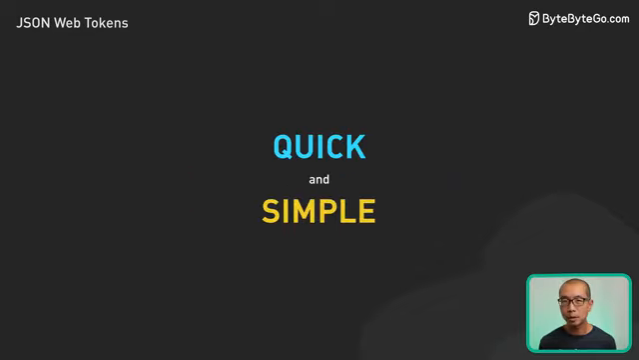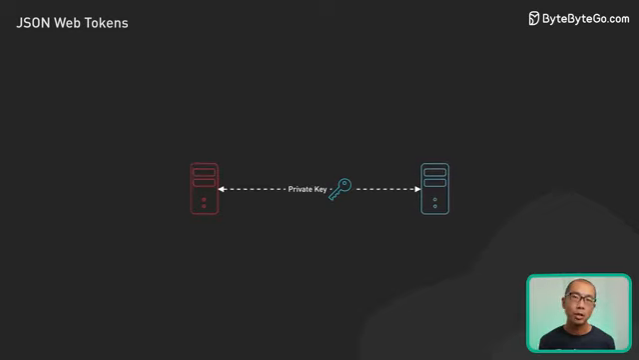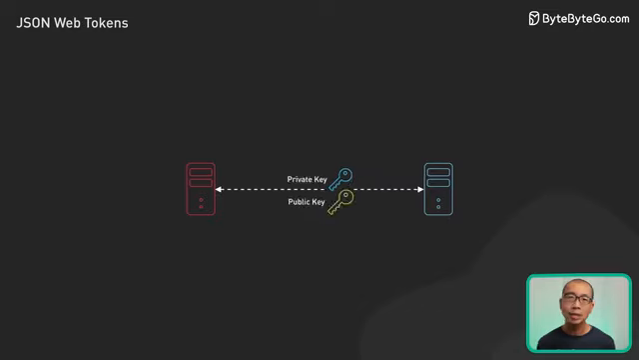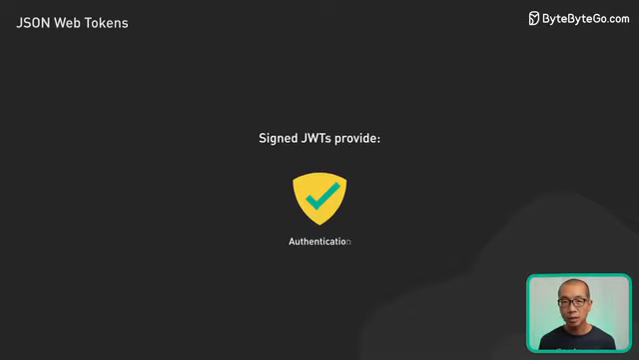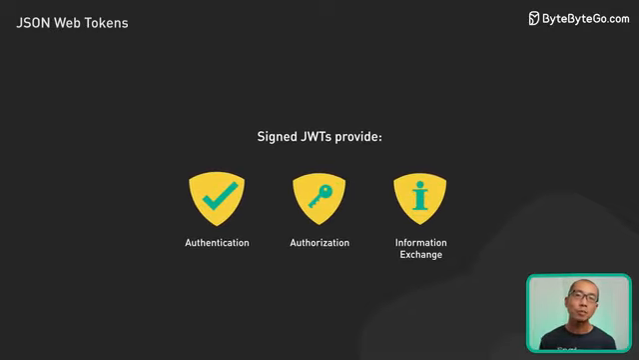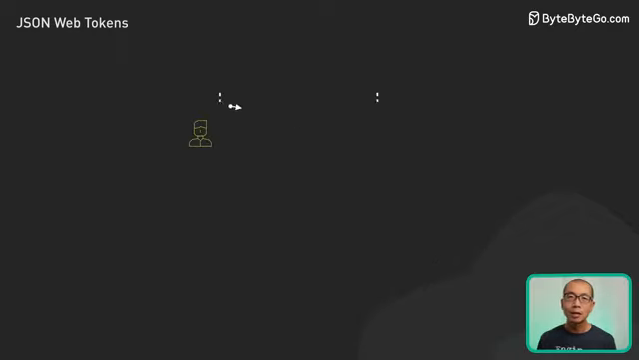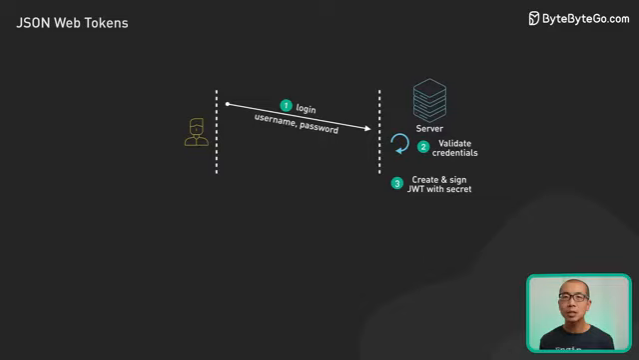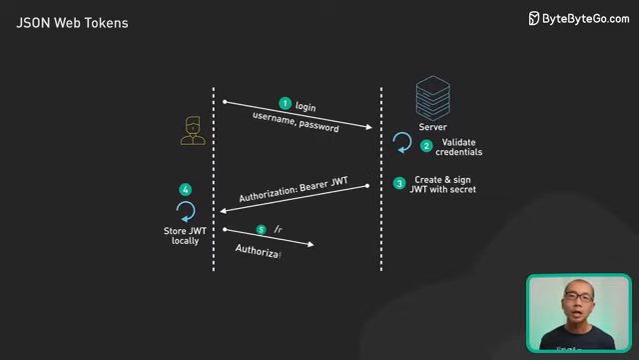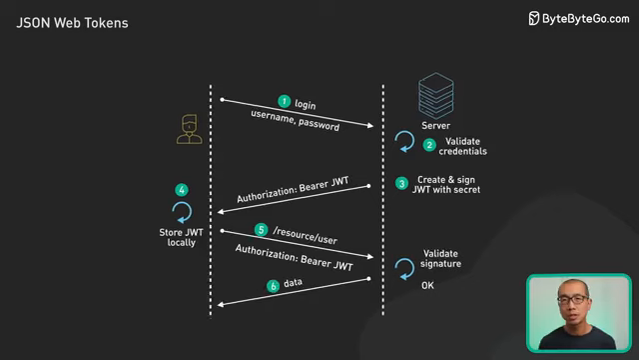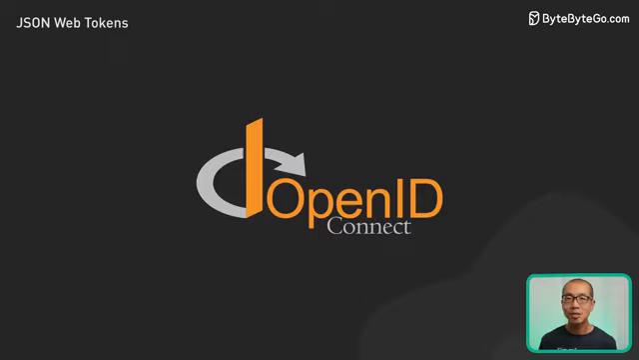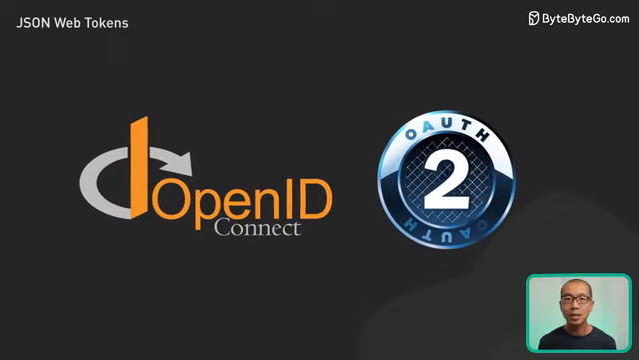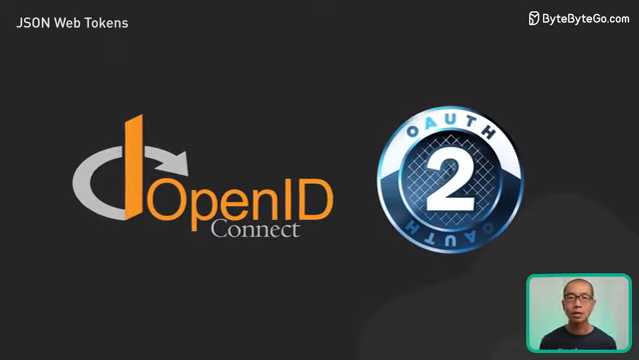Symmetric keys are quick and simple, but the secret key must be shared between parties ahead of time. Asymmetric keys allow verification of the creator without sharing private keys, but are slower. Signed JOTs provide authentication, authorization, and secure information exchange. Upon login, the server creates a signed JOT with the user details and sends it back. The client uses this to access protected resources by sending the token in the HTTP header. JOTs are commonly used in standards like OAuth 2 and OpenID Connect for authentication and authorization.